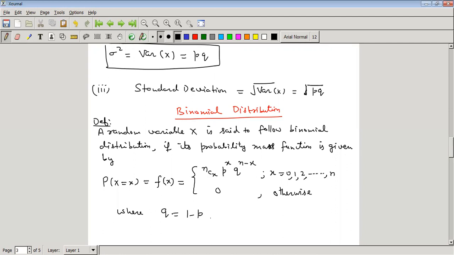So examples of binomial distribution: the number of defective bulbs in a box containing n bulbs, the number of computers lying idle in an IT department having n computers, the number of PhDs in a group of n men.